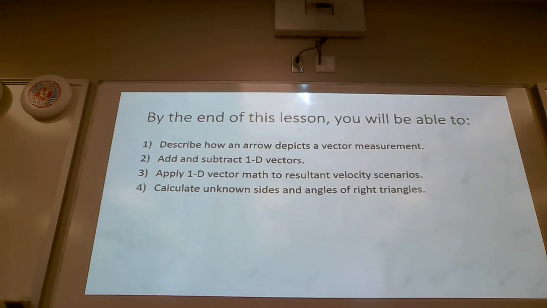Here we go. By the end of this lesson, you'll be able to describe how an arrow depicts a vector measurement, add and subtract one-dimensional vectors, apply 1D vector math to resultant velocity scenarios, and calculate unknown sides and angles of right triangles. Sounds riveting.